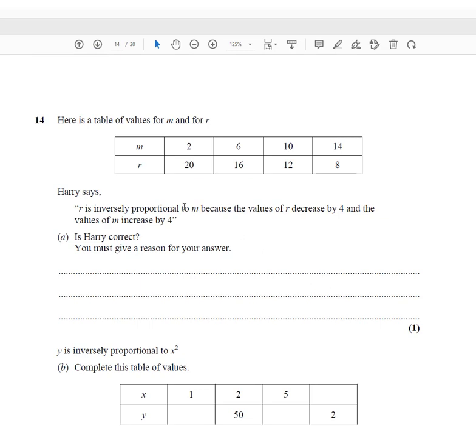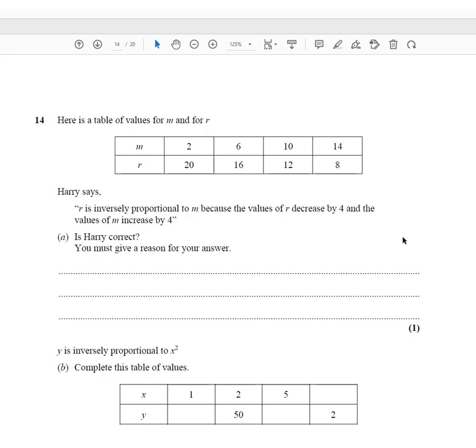14. Here is a table of values for M and R. Harry says R is inversely proportional to M because the values of R decrease by 4 and the values of M increase by 4. Is Harry correct? You must give a reason for your answer. Well, I'm not going to tell you whether he is or not. That's for you to give a reason, but just refresh your memory about what it means when two things are inversely proportional.